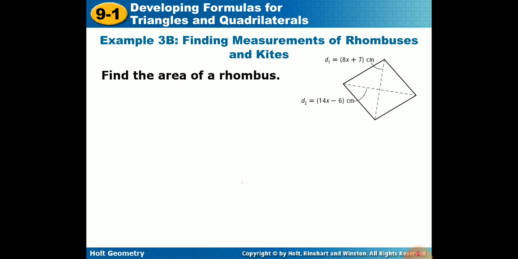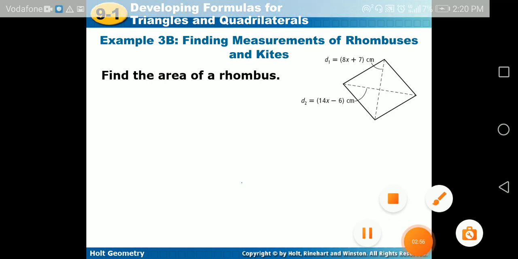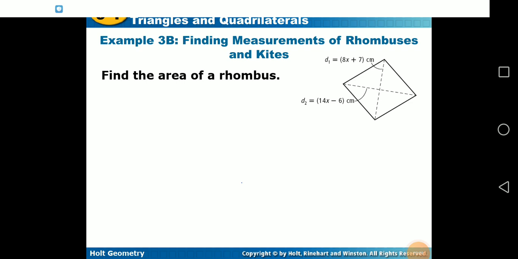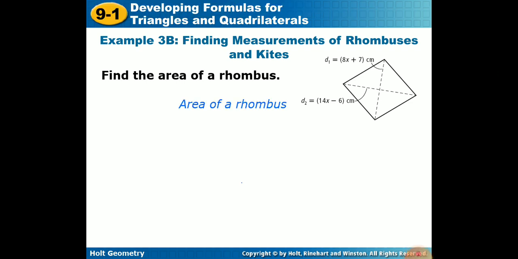We have another example here. Finding measurements of the rhombuses and kites. Find the area of the rhombus here. We know that the area of the rhombus is half diagonal 1 multiplied by diagonal 2. But this time he gives me what? He gives me expressions. Oh my God. So I'm going to solve with the expressions. Area of the rhombus first. So area of the rhombus equals half d1 times d2.